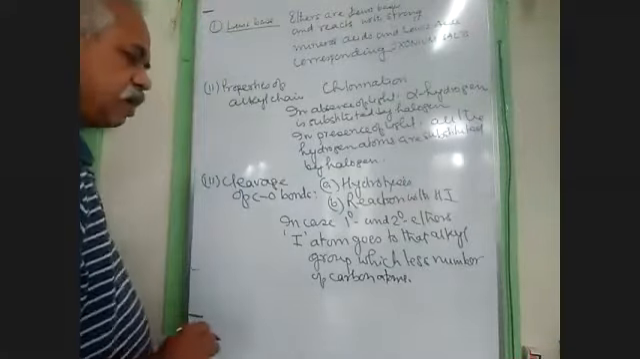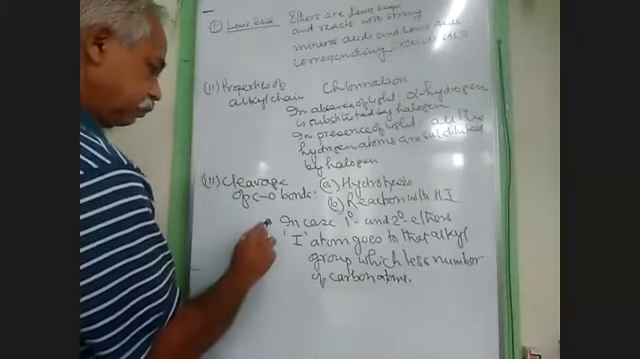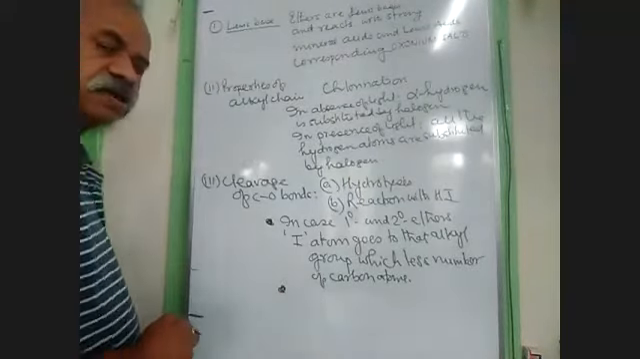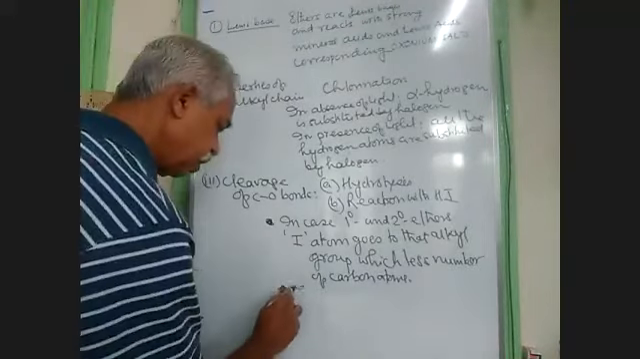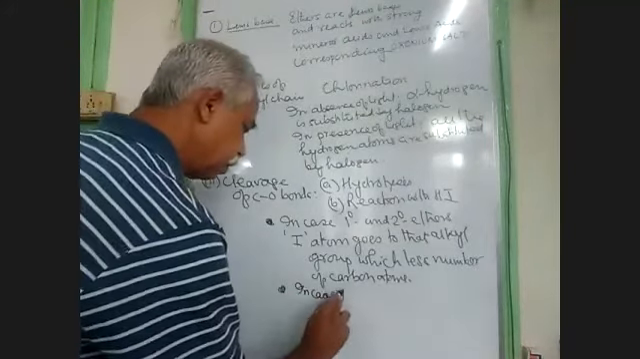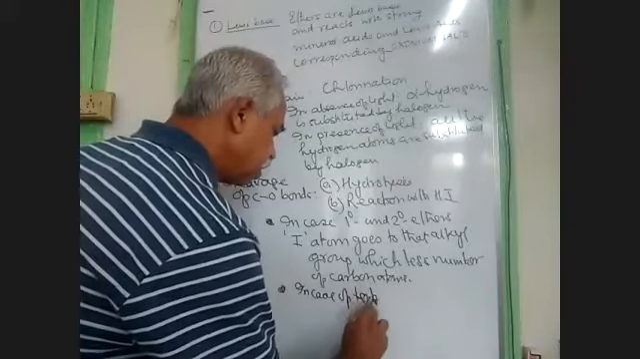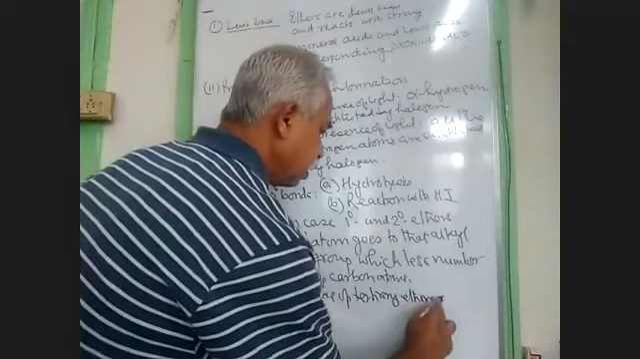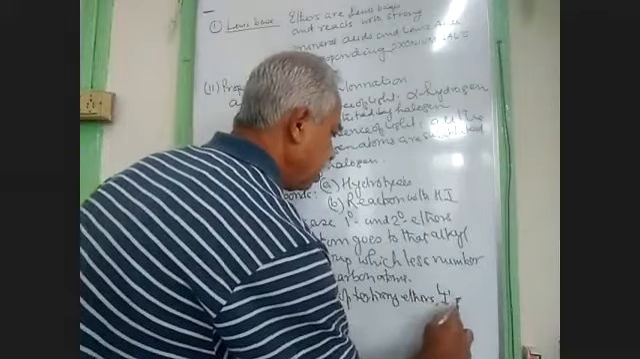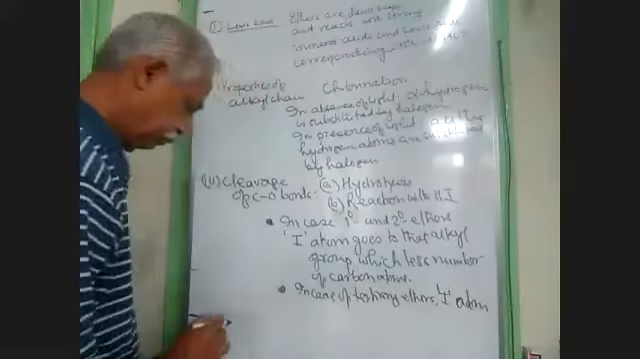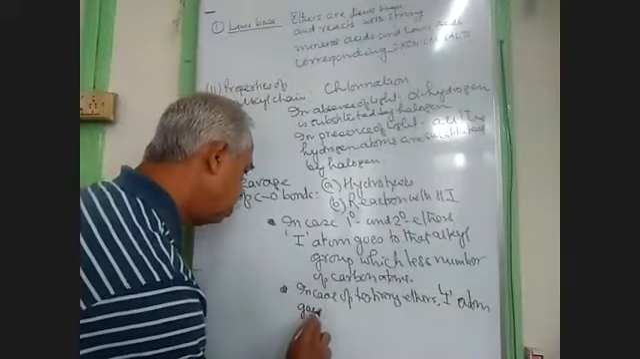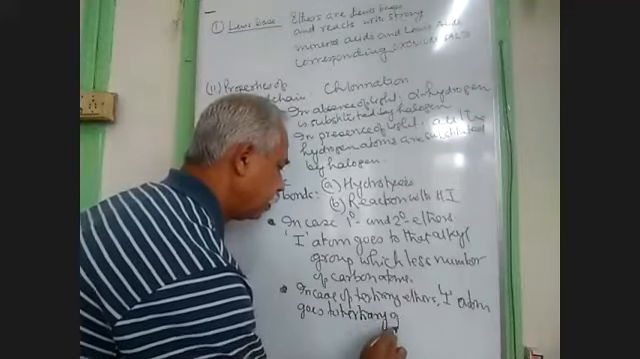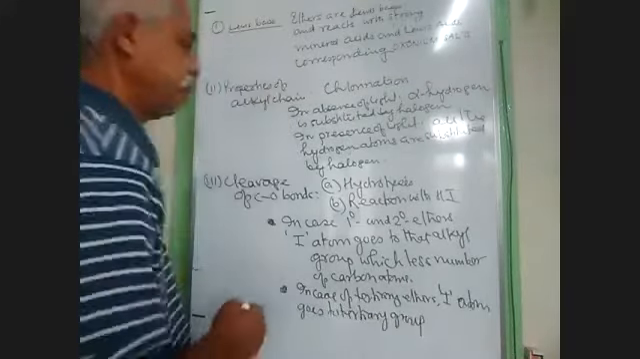And what did you see next? Next one is that in case of tertiary ethers, the iodine atom goes to the tertiary group. So up to this much you have done.